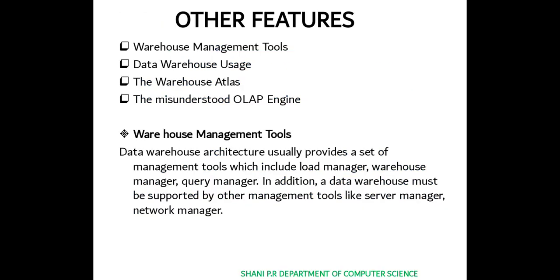Okay, so other features of data warehouses are warehouse management tools, data warehouse usage, the warehouse and the OLAP engine. So these are the other features of a data warehouse architecture. First one, warehouse management tools. Data warehouse architecture usually provides a set of management tools which includes the load manager, warehouse manager and query manager. In addition, a data warehouse must be supported by other management tools like the server manager and network manager. So these are some of the tools provided by data warehouse management.